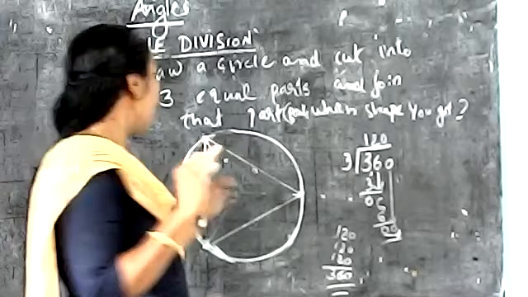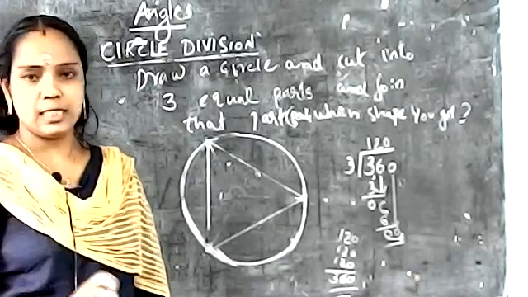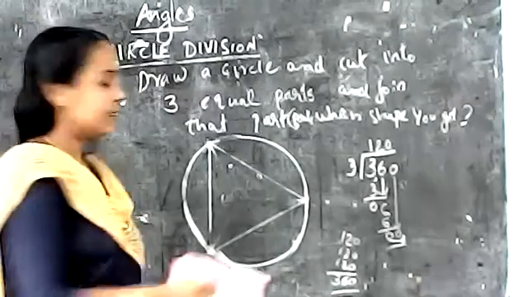After joining those points, rub the inside portion. Now you got one figure. What is the name of that figure? Triangle. Now understand? Okay. Next one again. Another question.